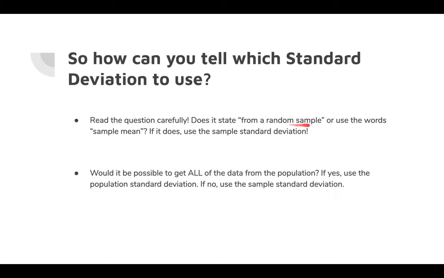If it says it's from a random sample, where you see words like sample mean, that means you're using the sample standard deviation. If it would be easily possible to get all the data from the population, you use the population standard deviation. If it wouldn't be, for instance, if you're trying to find something for thousands of people, you would use the sample because there's just no way you could get to all those people.